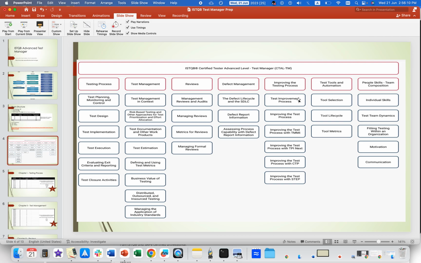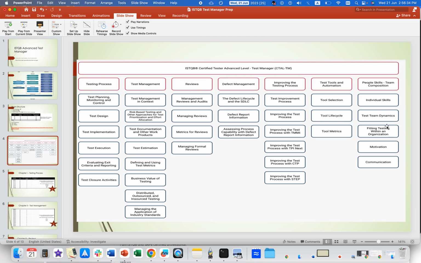Improving the testing process contains test improvement process, improving the test process with TMMI, with TPI next, and with CTP, with STEP. These are all part of the test process improvements. Then test tools and automation. Here we know how to do the tool selection, tool life cycle, and what are the tool metrics.